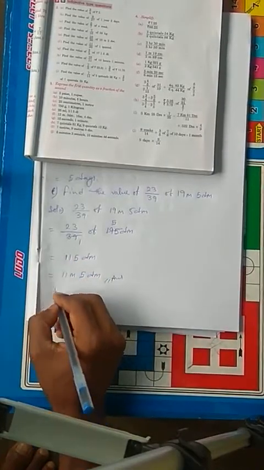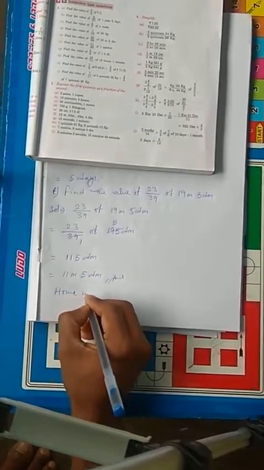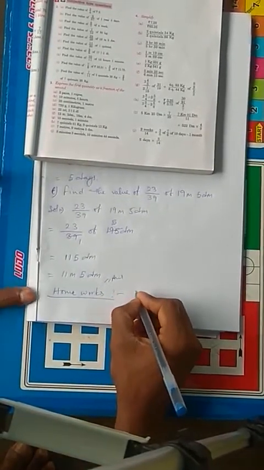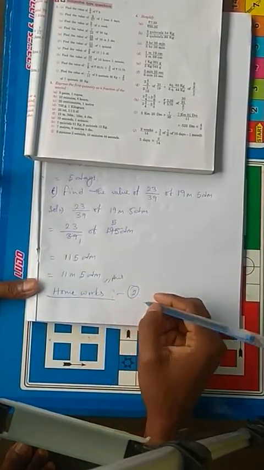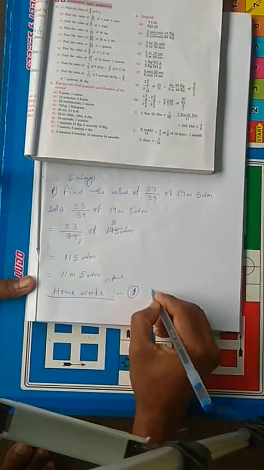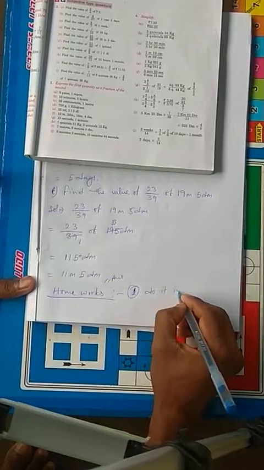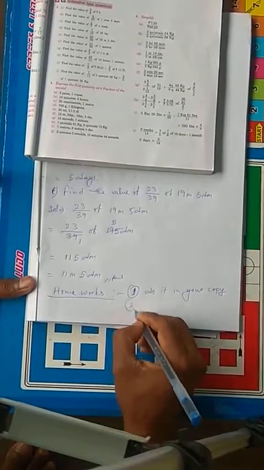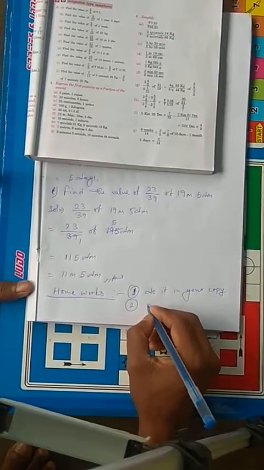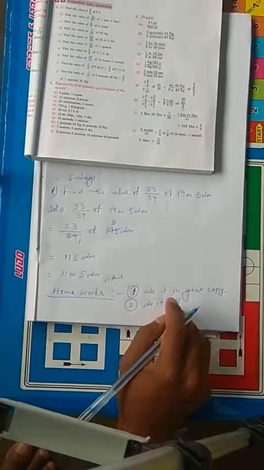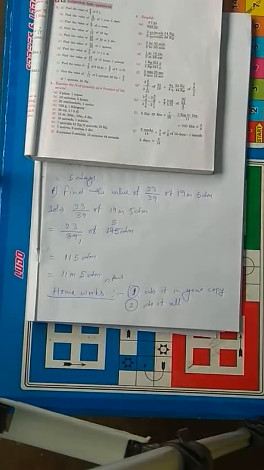Number 2. Okay, your homework. Your homework is number 2. Okay, number 1, do it in your copy. Number 2, do it all. Okay, so similarly you have to do it all.